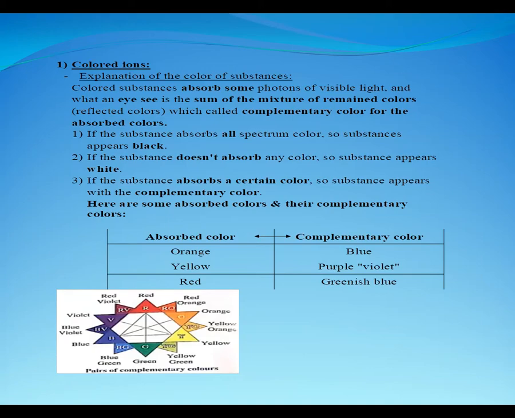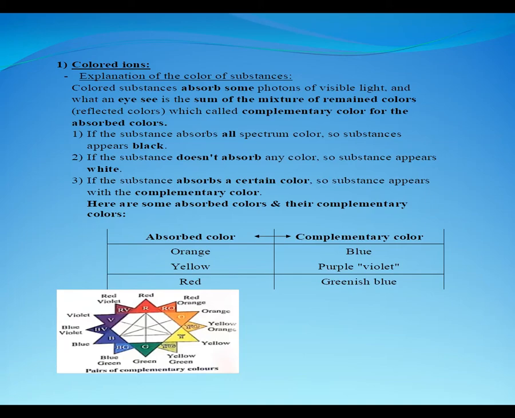If a substance absorbs all spectrum colors, the substance appears black. If the substance doesn't absorb any color and reflects all color falling on it, it becomes white. And if a substance absorbs a certain color, the substance appears with the complementary color. There are some absorbed colors and there are complementary colors. For example, if the matter absorbs the orange color, the matter appears blue. And if the substance absorbs blue, it reflects orange.